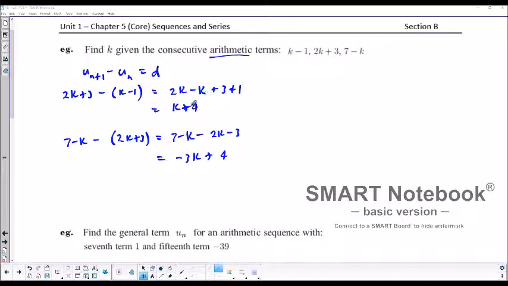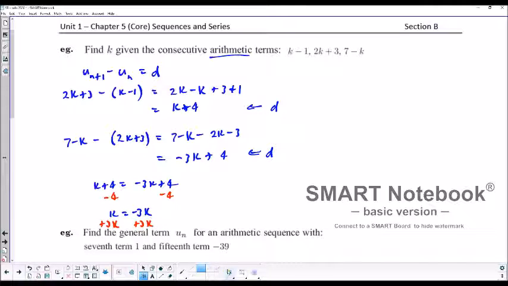Okay, so we've got two expressions for d. And of course, since it's arithmetic, it is a common difference. So that equals d, and this is also equal to d. So if they're both equal to d, then they both have to equal each other. So we've got k plus 4 equals negative 3k plus 4. We subtract 4 from both sides. And so that disappears. So we're left with k equals negative 3k. We add 3k to both sides to get the k's all on one side. So we're left with 4k equals 0. And of course, then k equals 0.